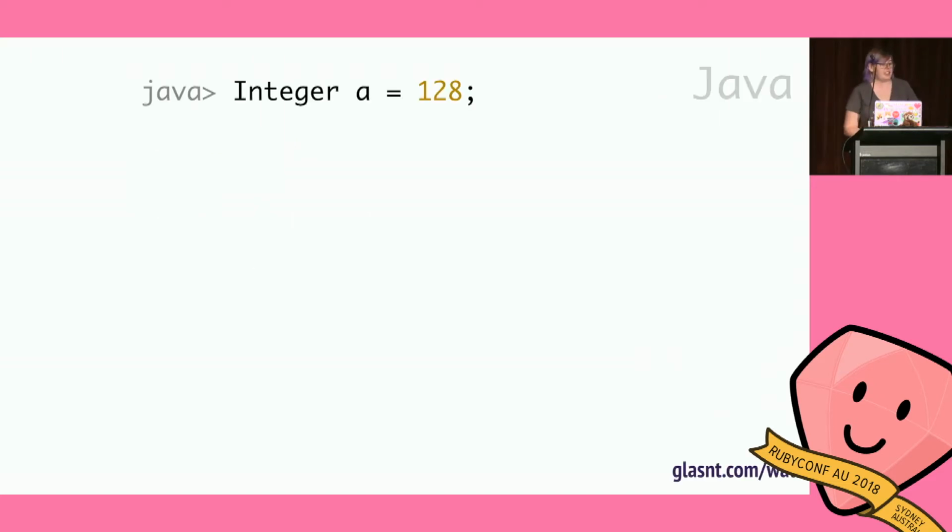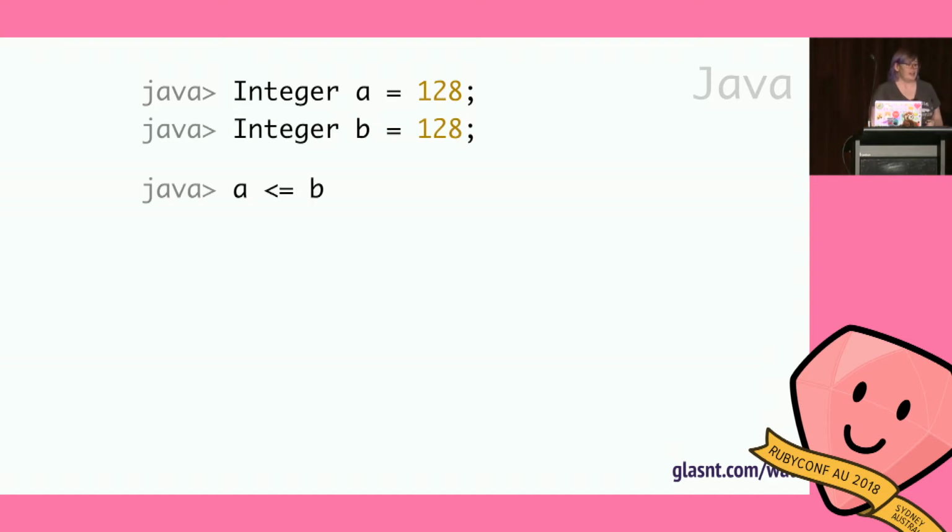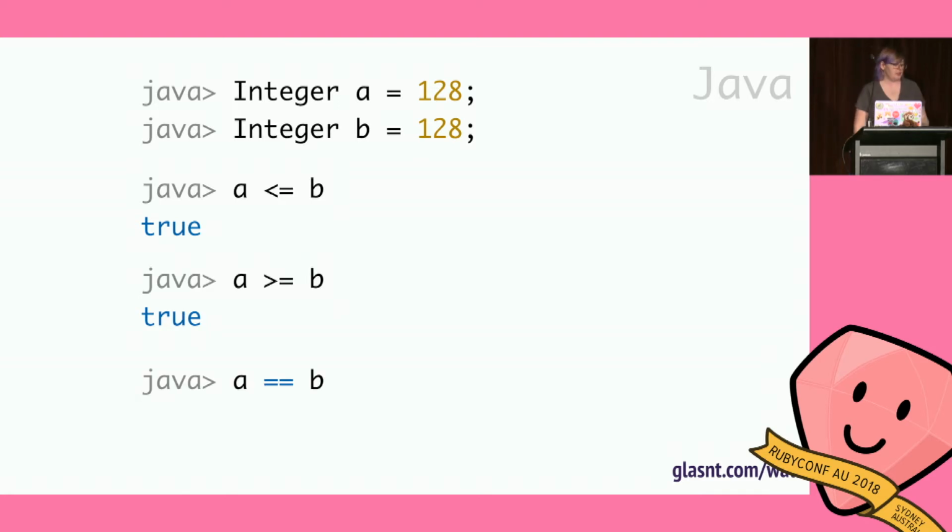Let's talk about Java. In Java, if I declare a variable a as 128 and a variable b as 128, is a less than or equal to b? True? False? It's true. Come on. There are no trick questions here. Is a greater than or equal to b? True? False? True. So a must be b, right?